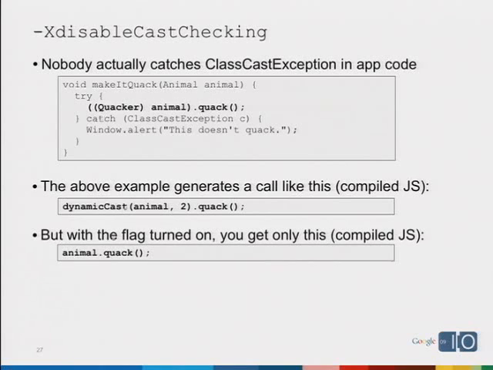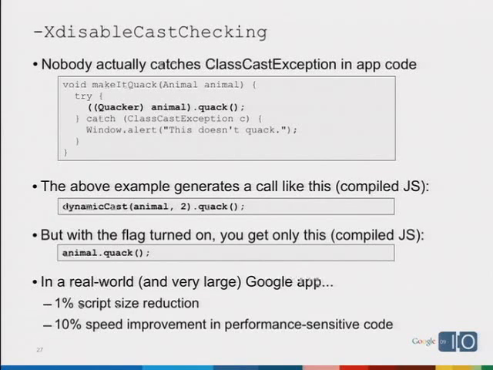You turn this flag on, and this is what you get in the compiled output. So in other words, it trusts you. It basically says, I'm never going to throw a class cast exception, so you better not depend on that being thrown. But assuming you didn't write stupid code, in my humble opinion, then you're going to see real speed-ups. So 1% size reduction and 10% speed improvement in performance-sensitive code, which 10% for merely flipping on a flag is not bad. That was actually in AdWords. We worked with them to try out this flag, and indeed 10% faster with a simple rebuild.